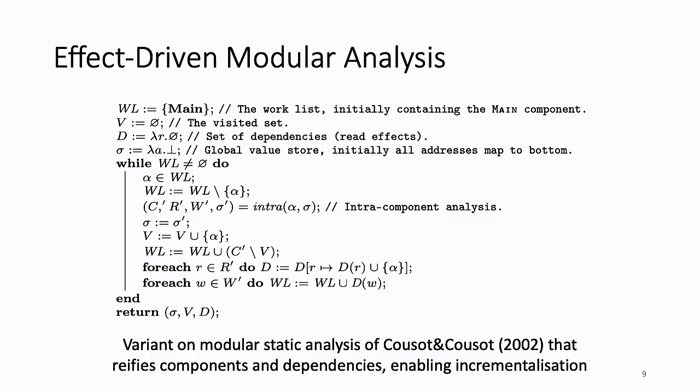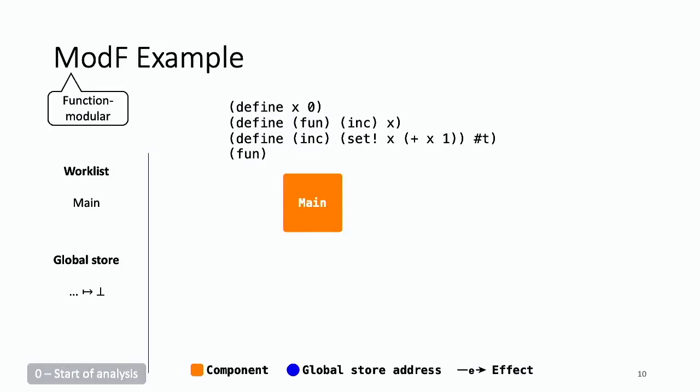Now, an effect-driven analysis consists of two phases. We show here the inter-component analysis, which is a worklist algorithm that schedules components for analysis based on the effects that were emitted. Then one component is analyzed by an intra-component analysis, which emits those effects. I will just give an example of how this works using a modular analysis with a type domain on this simple program where we define a variable x, we define a function fun that calls another function returning x, we define inc, which increases x and returns true, and then we call just fun.